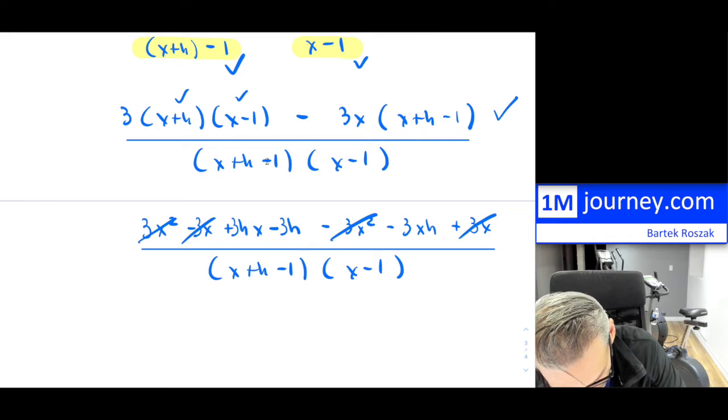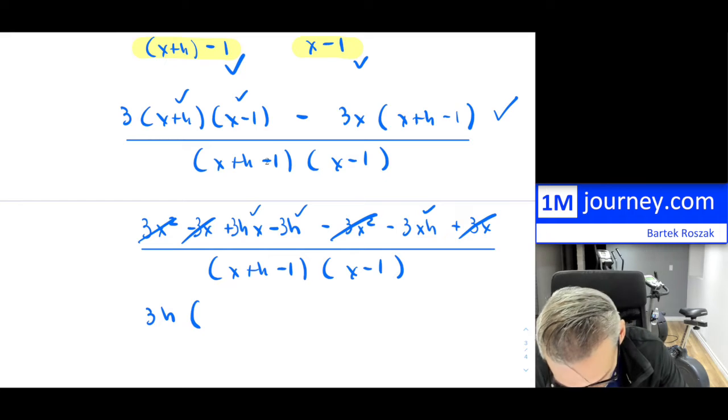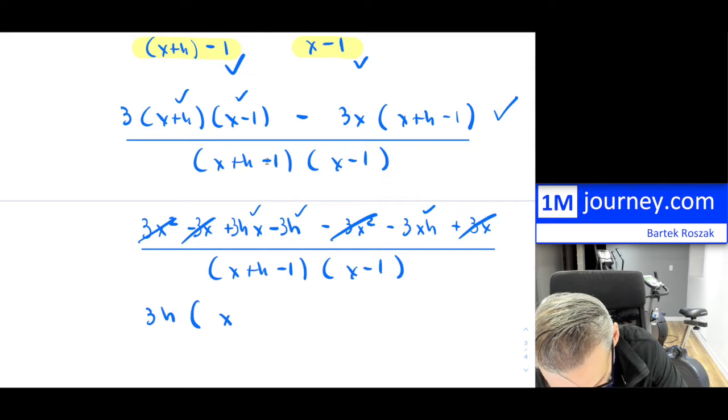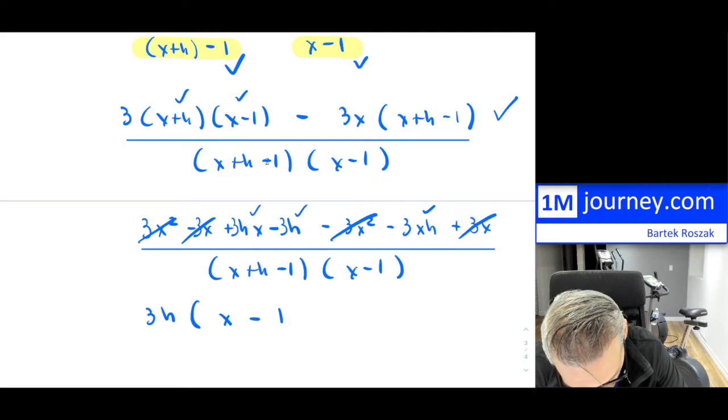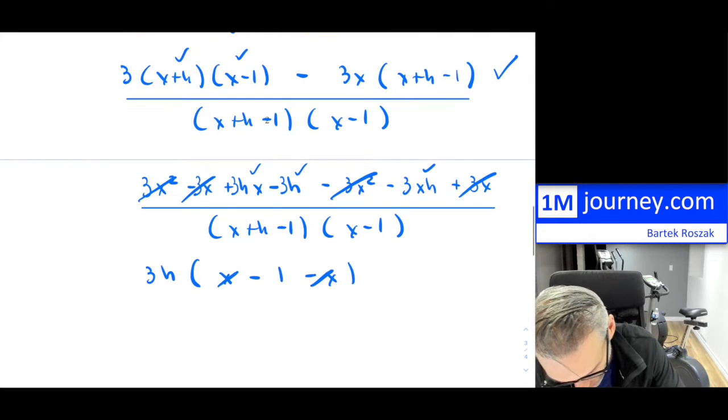Notice all of them have an h. I'll take that h out. And all of them have a 3, so I'm going to take 3h out of there. That's going to be now just x minus 1. And this one is negative. Oh, I took that out. So that's going to be just minus x. Actually this cancels as well. So this is going to be just negative 3h.